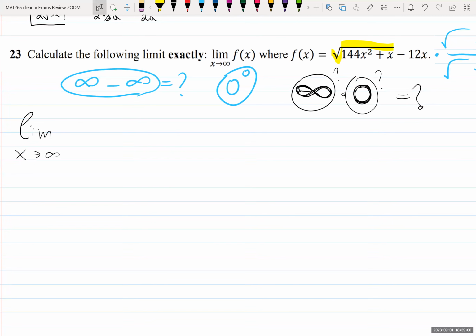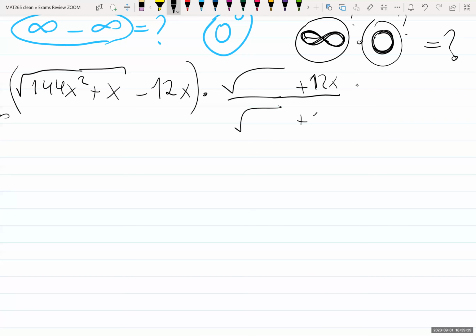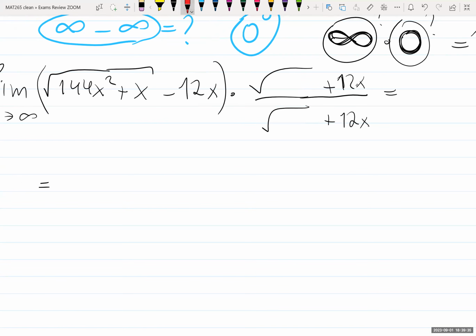Okay, algebra again. Square root of 144x squared plus x minus 12x. Well, I already did it, right? So let me just rewrite it again. Square root plus 12x. Now we have the conjugate formula. Let's call it a and b this time.